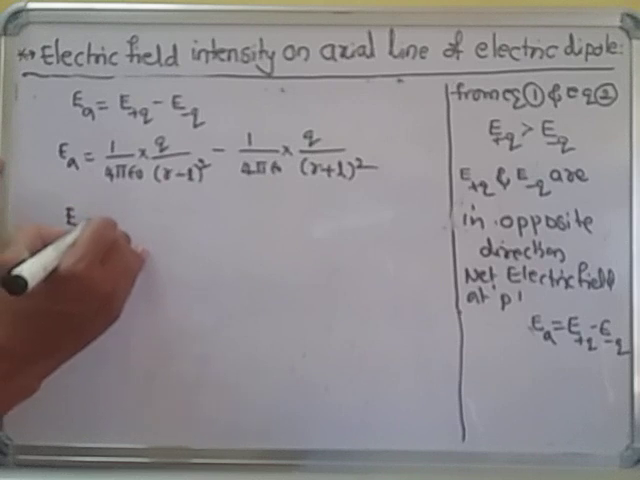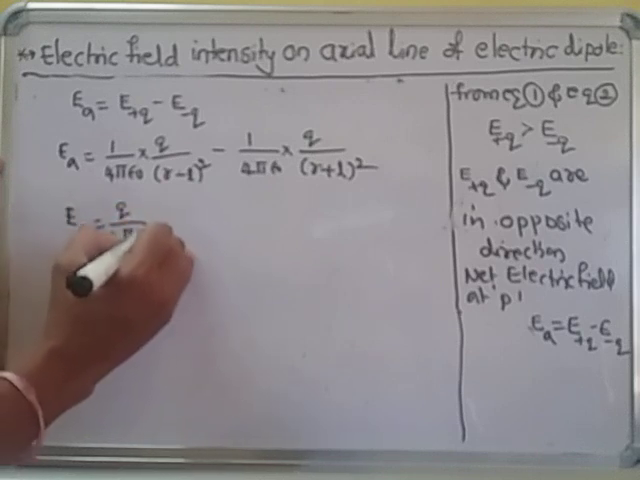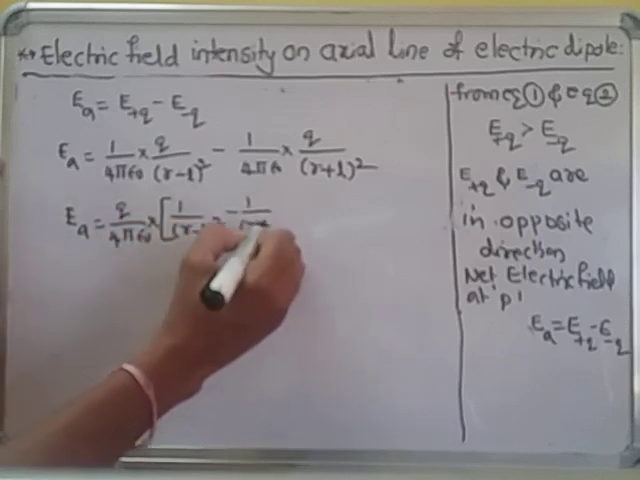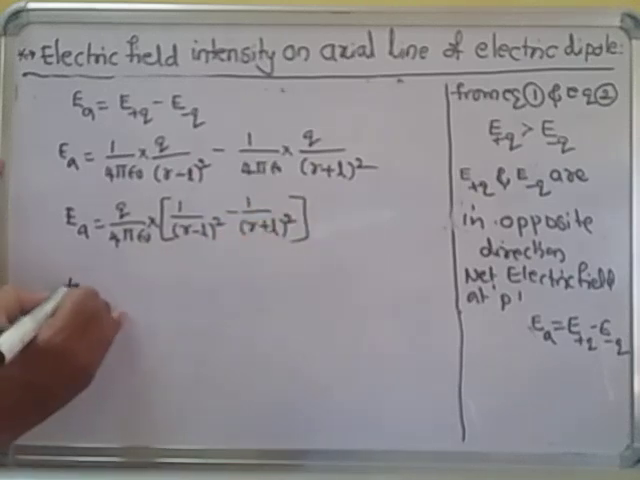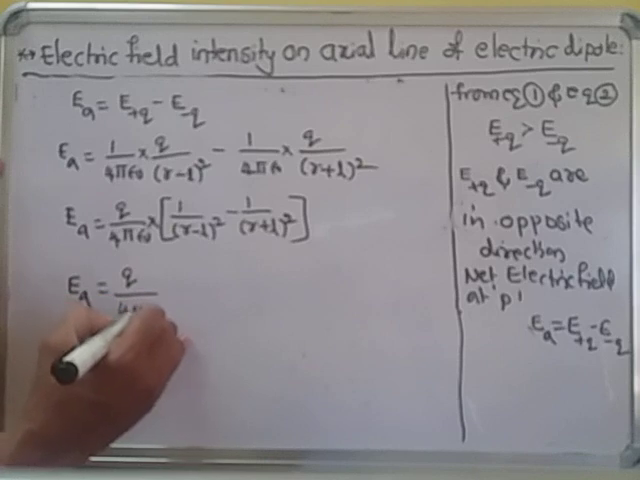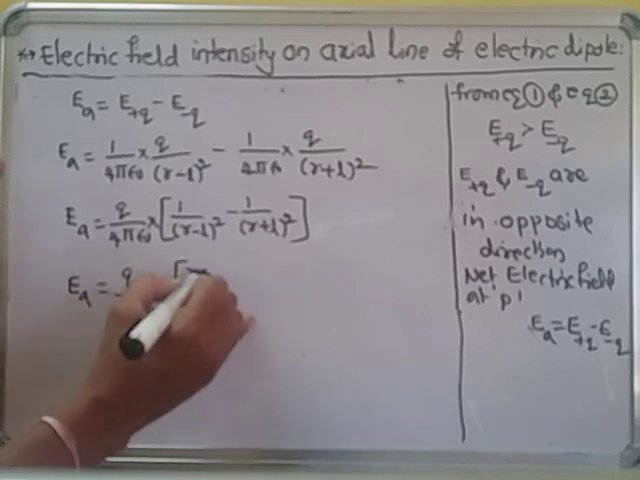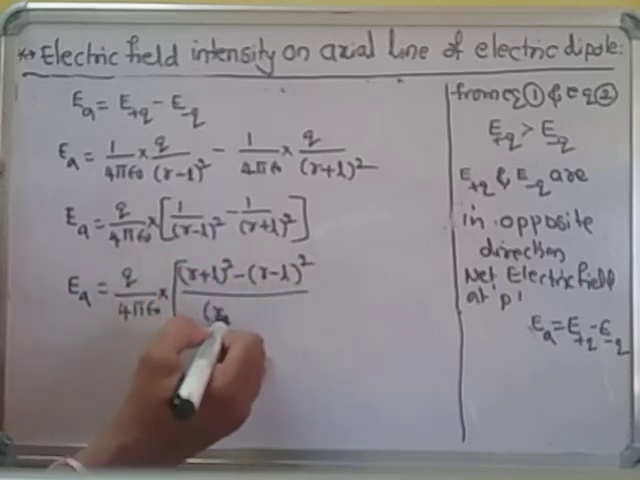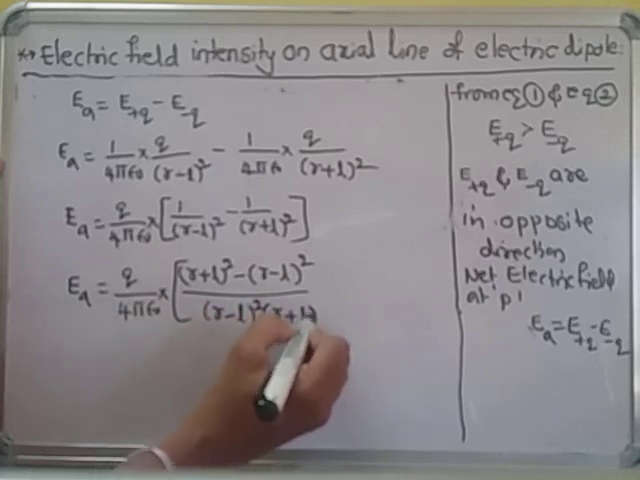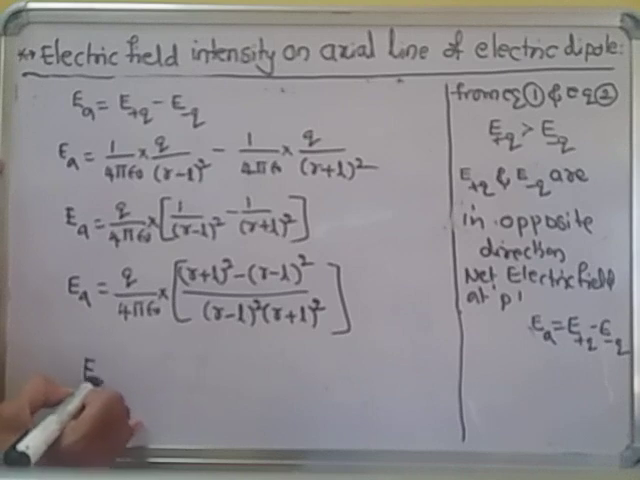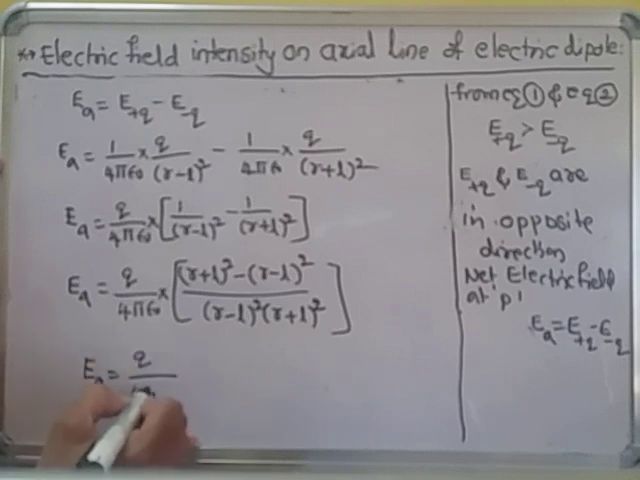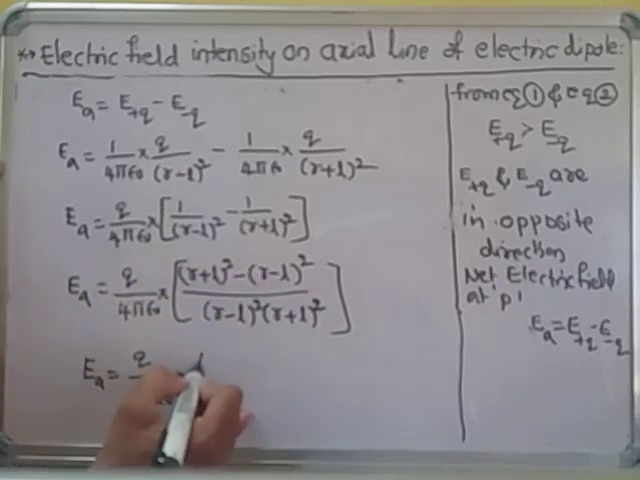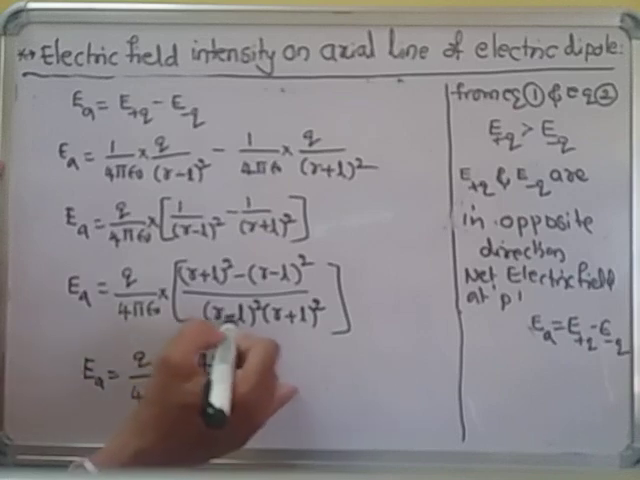Now we can take something common, that Q by 4 pi epsilon naught is common. Then we will get 1 by R minus L whole square minus 1 by R plus L whole square. And now we can do the LCM, so we get R plus L whole square minus R minus L whole square, by R minus L whole square into R plus L whole square. Now if we simplify this, we will get Q by 4 pi epsilon naught into, this one is A plus B whole square, this is A minus B square. If we expand and simplify, we will get 4RL.